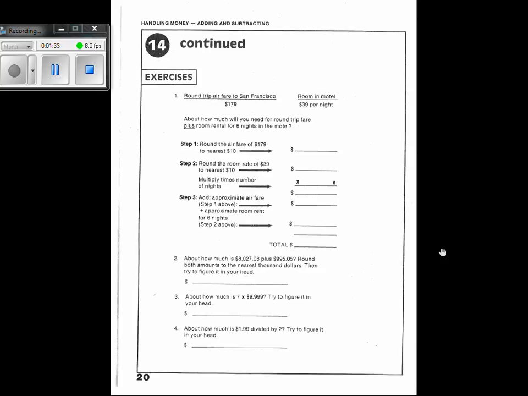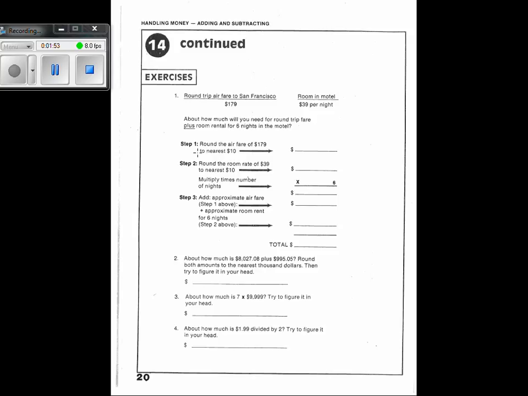The exercises for 14 are on the next page. Number 1. A round-trip airfare to San Francisco costs $179. The room in the motel is $39 per night. About how much money will you need for a round-trip fare plus room rental for 6 nights in a motel?